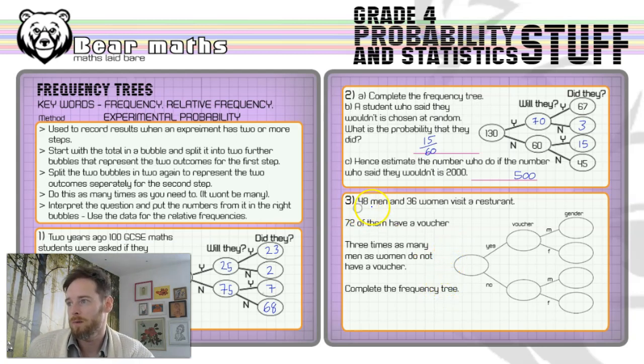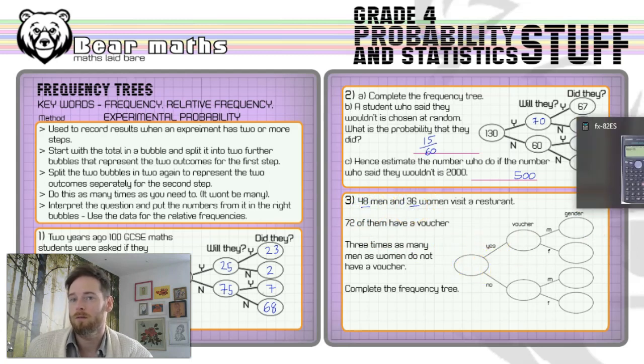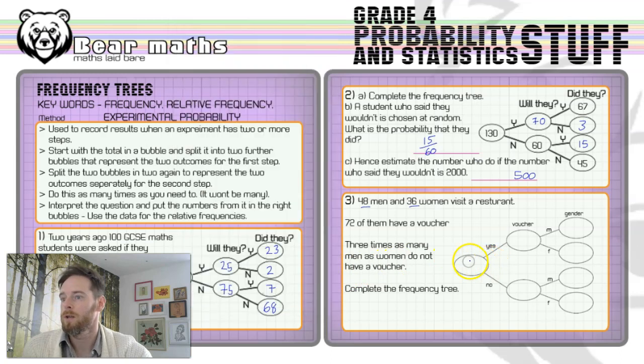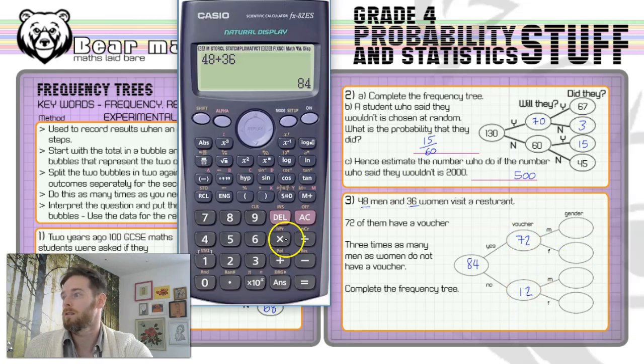What we can do is add the 2 numbers that we've got there to get the total number. So 48 men and 36 women, 48 plus 36 gives us 84. So 84 people total were visiting the restaurant. 72 of them had a voucher, so we can easily put that there. That means that 12 of them did not have a voucher. We can do that on the calculator if we need to: 84 minus the 72 gives us 12.